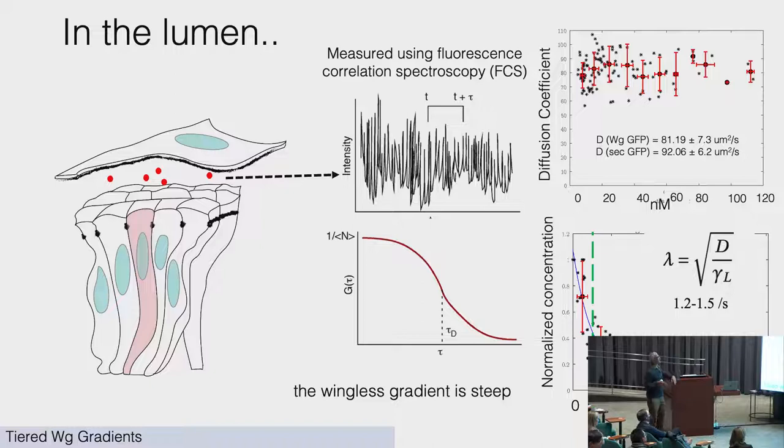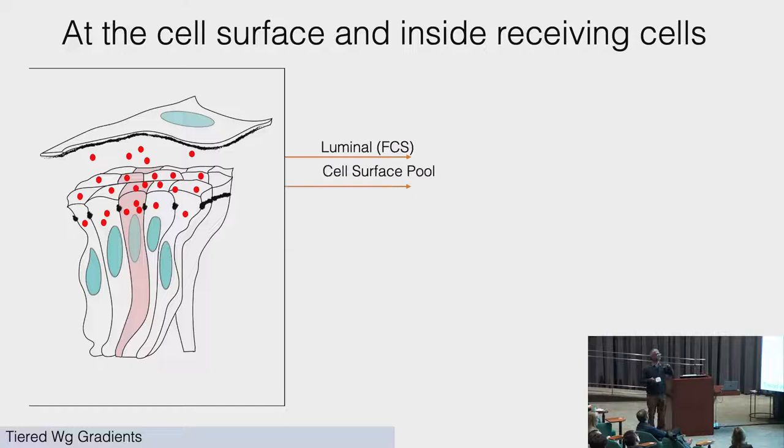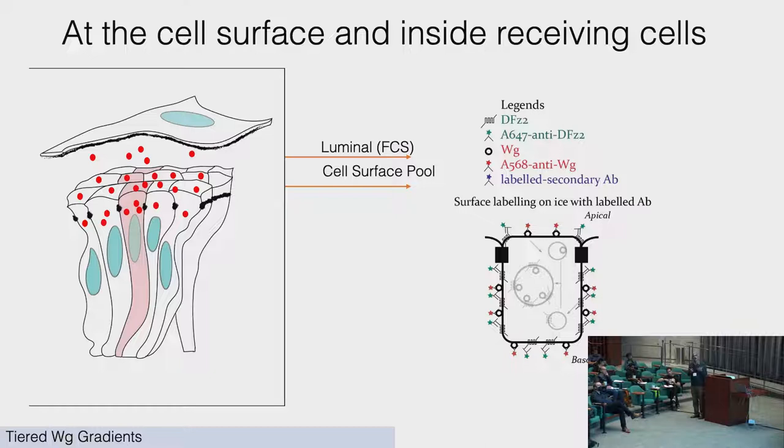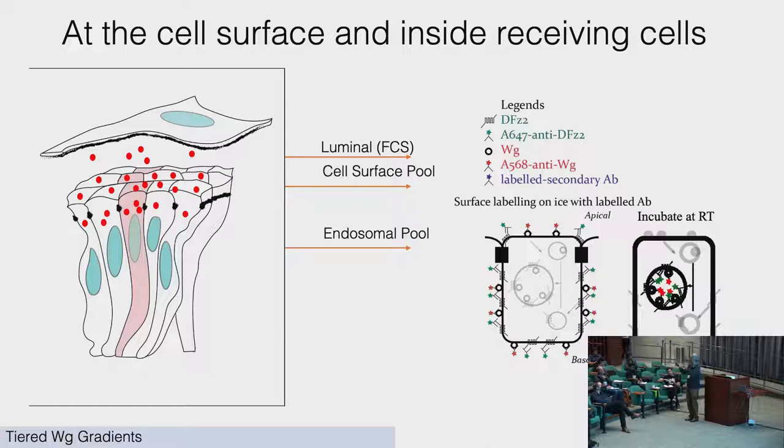So what happens at the cell surface? To measure the cell surface and its gradient, we simply nicked the wing prep and put a labeled antibody into this prep and measured what happens at the surface. And in order to measure the endosomal pool, we simply warmed the system up and looked at where the fluorescence goes in the cells and measured that.